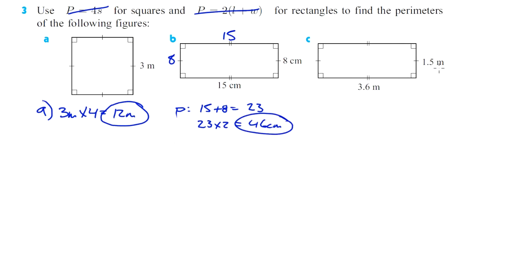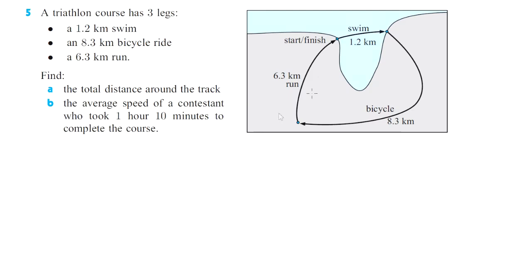Okay, for C, we got 1.5 plus 3.6 is, let's see, 0.1, carry 3, 4, 5, that's 5.1. And then there's 2 of those because you got those also. So 5.1 times 2 gives us 10.2 meters for the perimeter on that one. All right? Okay, moving on.